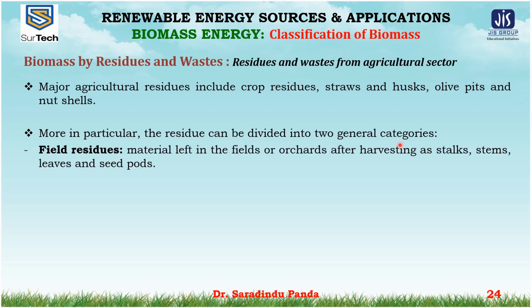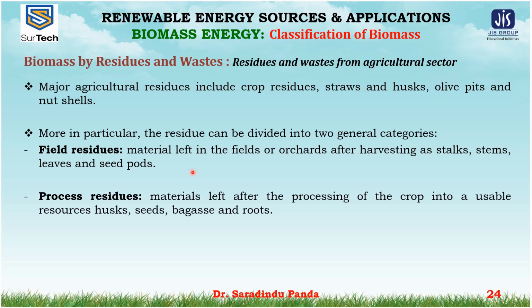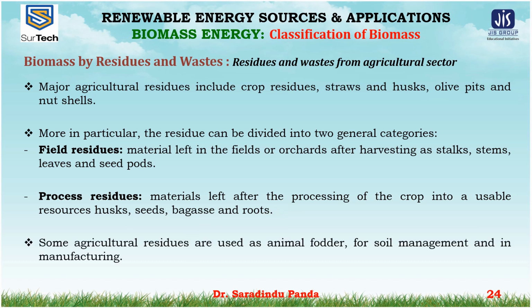One is the field residues, that is the material left in the field or the orchards after harvesting, such as stalks, stems, leaves and seed pods. Second is the process residues, that means the materials left after the processing of the crop into a usable resource: husks, seeds, bagasse and roots. Some agricultural residues are used as animal fodder, for soil management and in manufacturing.